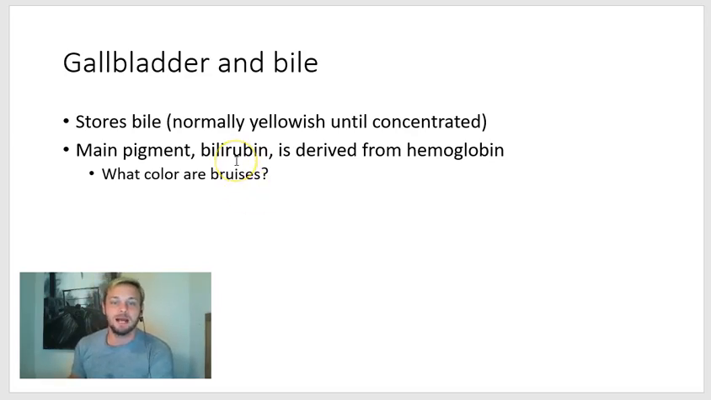The main pigment in bile is bilirubin. Bilirubin is derived from hemoglobin. We talked about hemoglobin before, right? Where do you find hemoglobin? Mostly in your red blood cells. And so this molecule that we find in our red blood cells is important in your bile, which is really cool. Think about what color bruises are, right? They kind of go from bluish purple to green over time. Gallbladder is green.